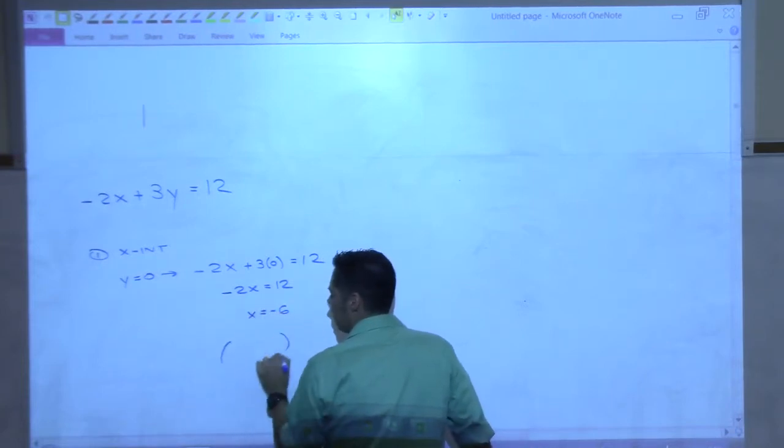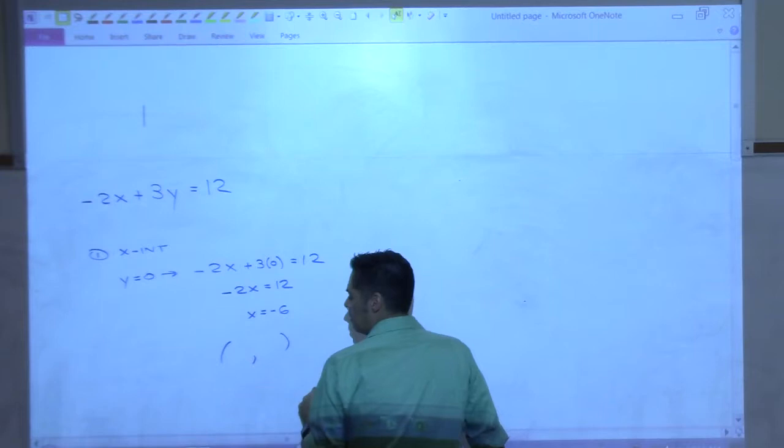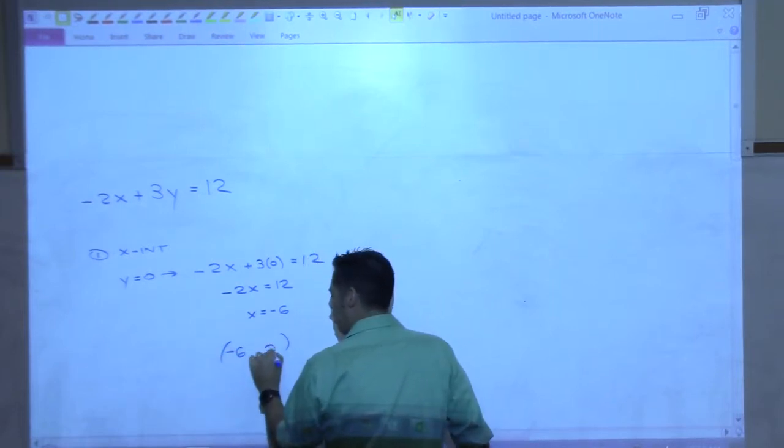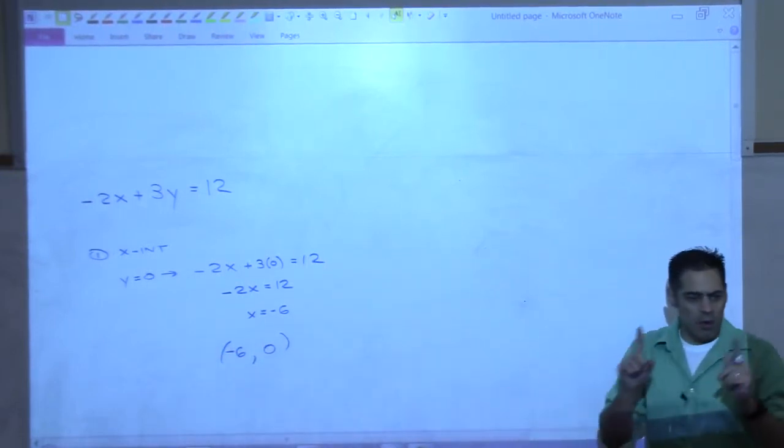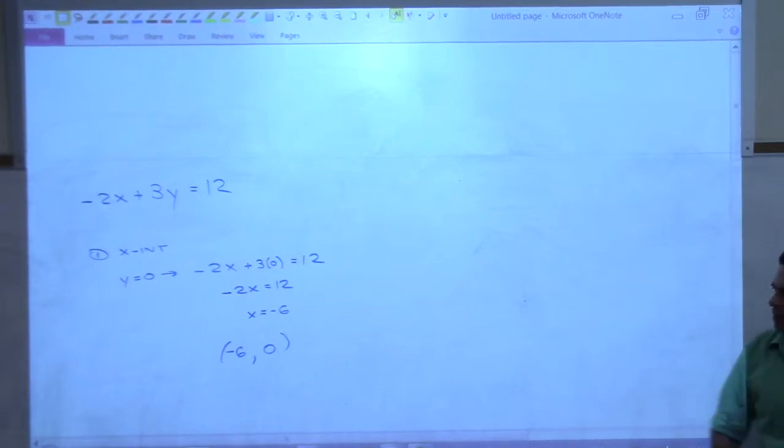So what is this as a point? Negative 6, comma 0. Just make sure you get that order. They call them ordered pairs because the order matters, okay?